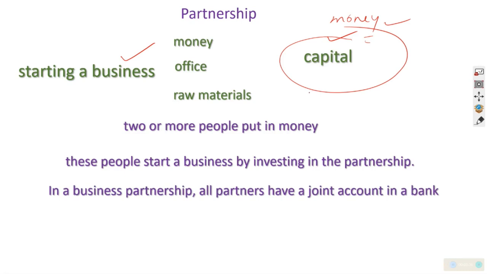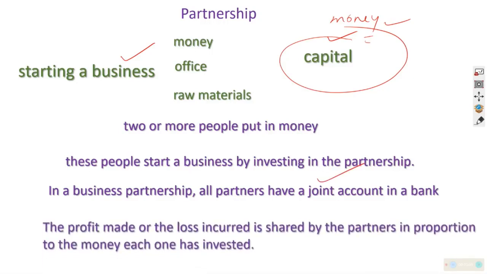That is where our mathematics, the proportion, comes in. The partners will be two or more. They will not be giving equal shares of money. So those who give more must get more profit if it is a profitable business. If it is a loss, they will be losing more. So the partners will have a joint account in a bank, and the profit made or loss incurred is shared by the partners in proportion to the money each has invested.